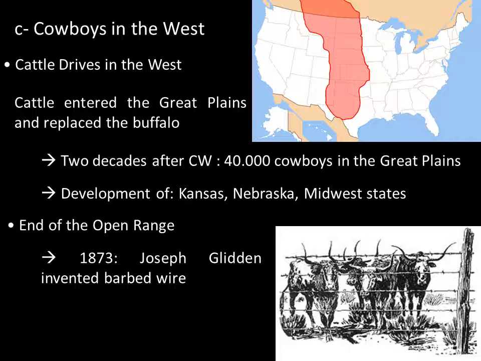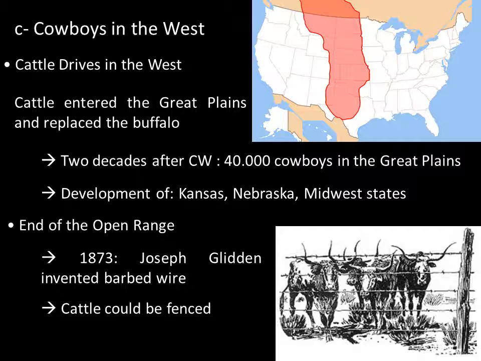Now, why is it so important? The work of cowboys relied on an open range system. That means that cattle could go wherever they wanted. Now, with the invention of the barbed wire, cattle could be fenced. Cattle could be fenced, and that logically would mean the end of the open range system, the end of the cowboys.